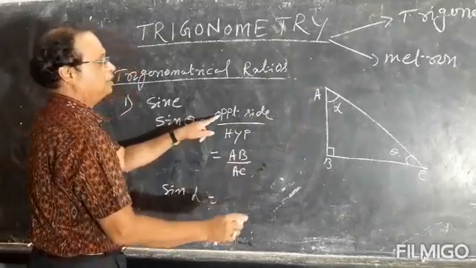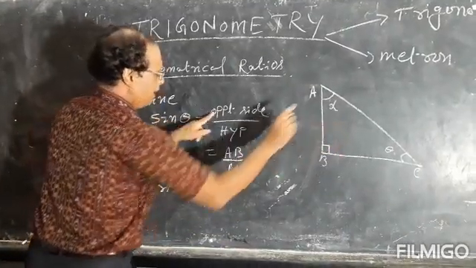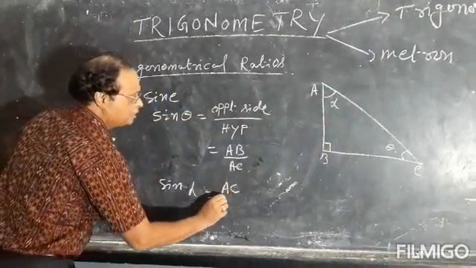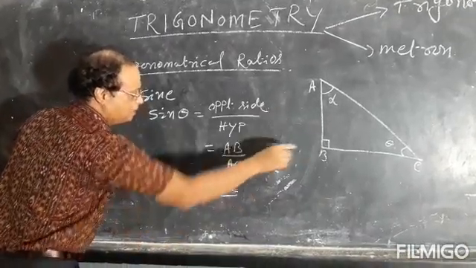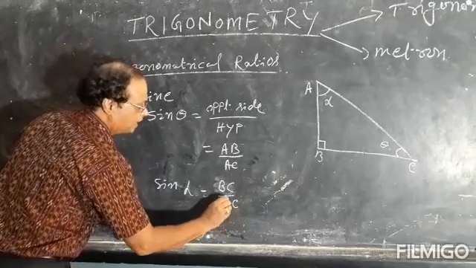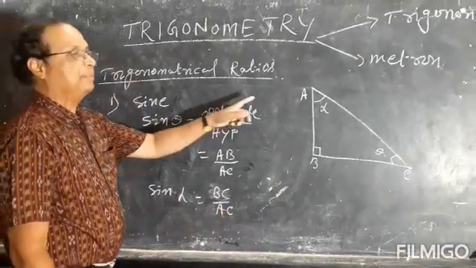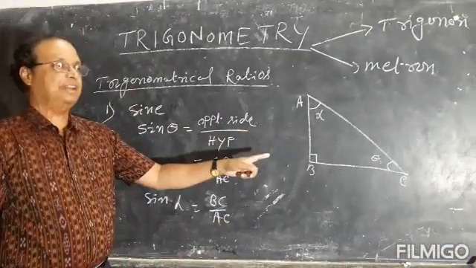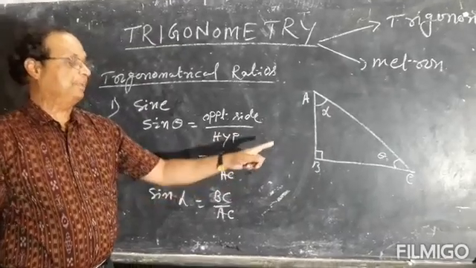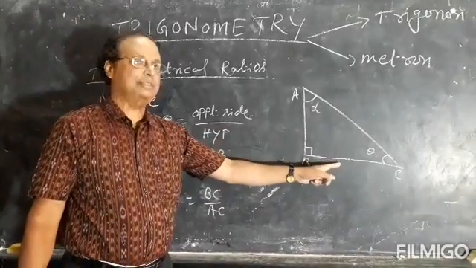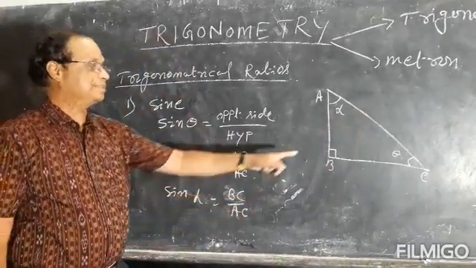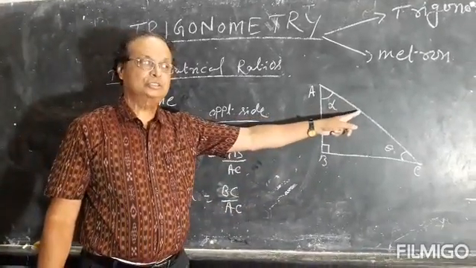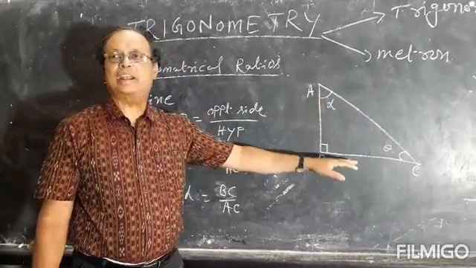sine alpha is opposite side by hypotenuse. So opposite side is BC, hypotenuse is AC. But if you remember perpendicular by hypotenuse, it will confuse you because BC is not perpendicular, BC is base. It is BC by AC. It is base by hypotenuse. So forget about perpendicular and base.